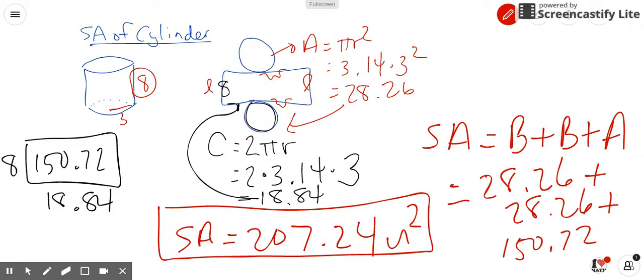So very similar to a prism. Find the area of the bases, find the area of the sides, and add them all up. The most difficult thing to remember here is knowing which side of your rectangle is the height of the cylinder and which side is the circumference.